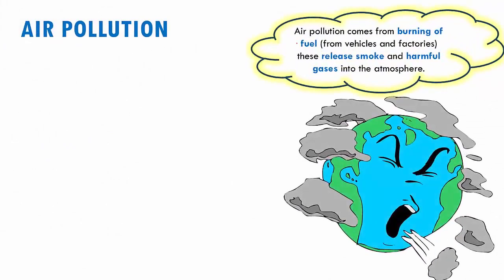Now we'll study air pollution first. Air pollution comes from the burning of fossil fuels like petrol, diesel and coal. These are all burnt in vehicles as well as factories, and when they are burnt, they release smoke as well as other harmful gases into the atmosphere.